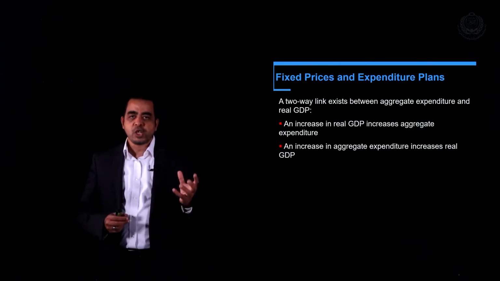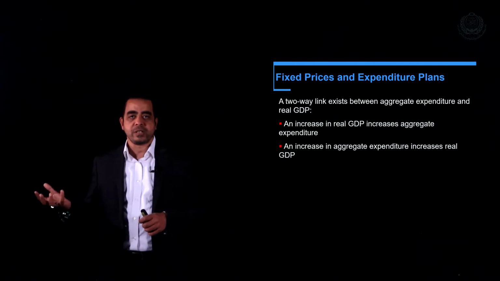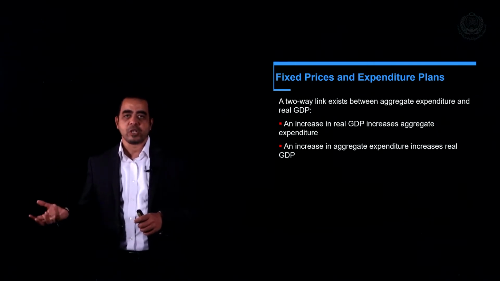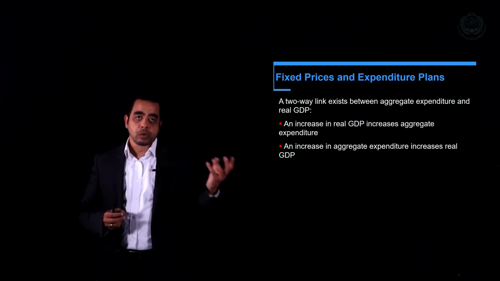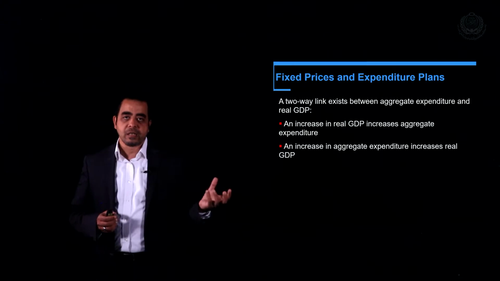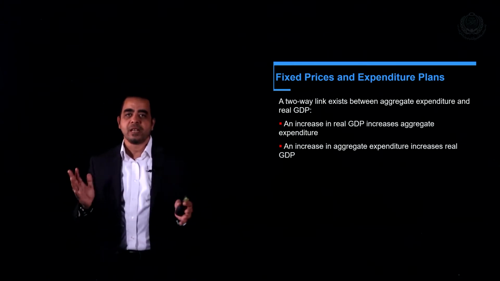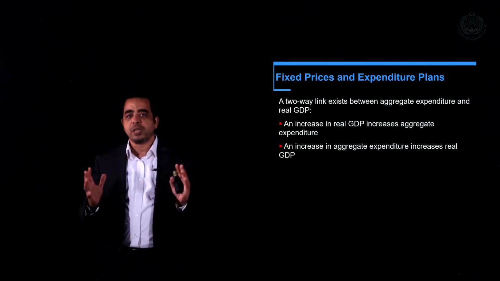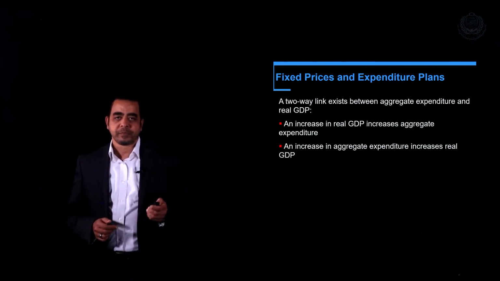So the initial increase in the investment caused a further increase in the GDP, and this increase in the GDP encourages further income, and this income leads to an increase in the consumption. So it's the two-way relationship between the GDP and the aggregate expenditure.